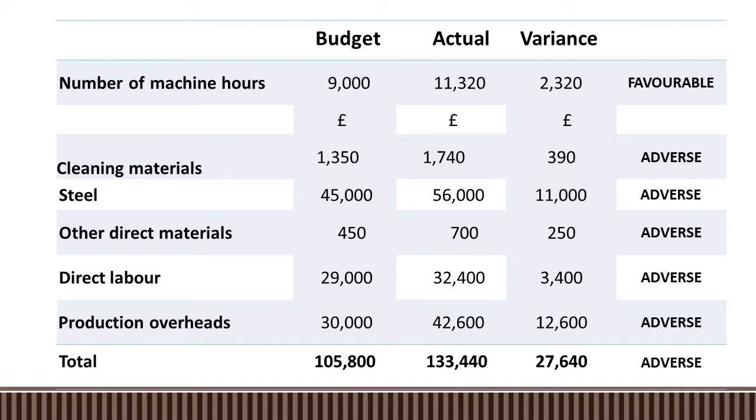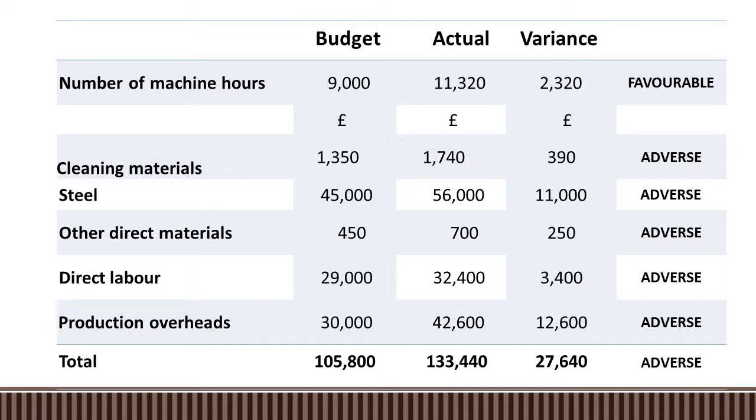So we estimated at the start of October that we will be running 9,000 machine hours. However, actually we ran 11,320 machine hours. Obviously, if you run more machines, then you are going to spend more money. So that was what happened here. So we can see that the cleaning material, the variance is adverse. Adverse means bad. We spent more than what we should have. Steel, we used more because we ran machines more. So again, the variance is adverse. Other direct materials, adverse.